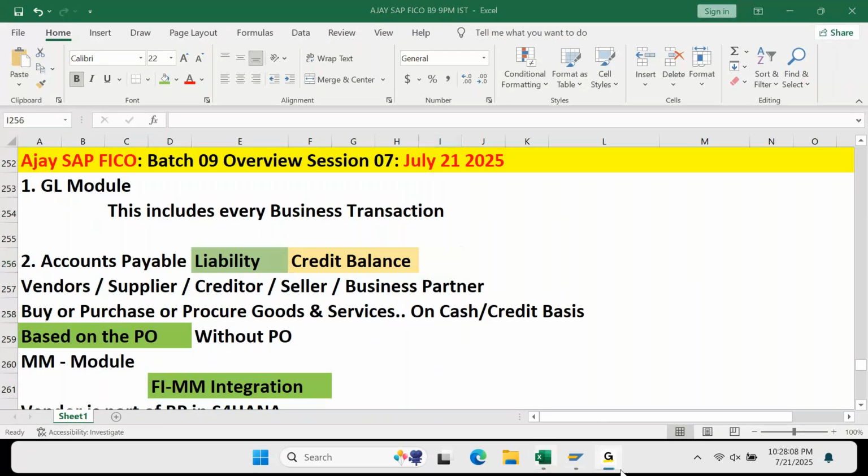Every point is interlinked. You should not put any headings. When I say you should not put any heading, don't go by GL, AP, AR, cash, bank and all. That way it will never allow you to gain confidence. That way it will never allow you to feel comfortable, understand SAP FICO. You will configure everything, no doubt about it, but you will not understand. When you don't understand, you cannot talk.